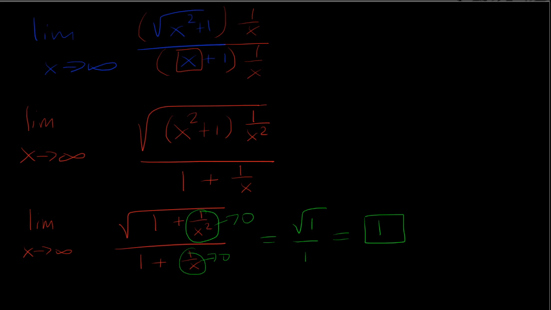Okay, that one we had to be a little clever. Now let's see what happens if the square root is on the bottom. So let's say we have limit as x approaches positive infinity of x minus 3 over square root 4x squared plus 25.